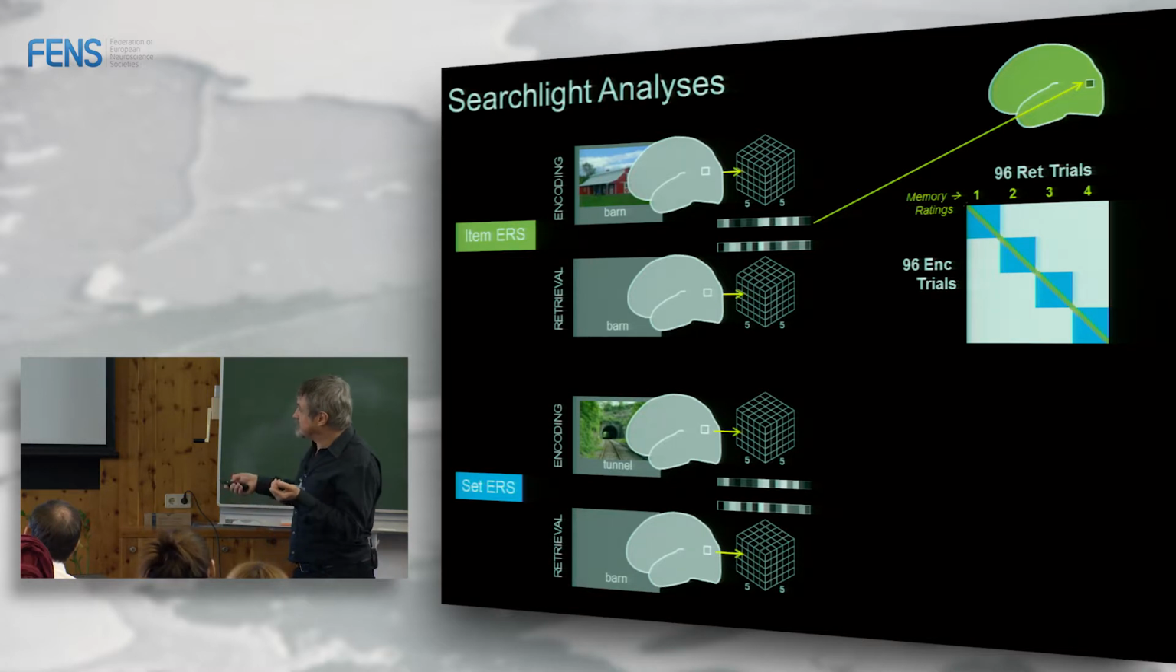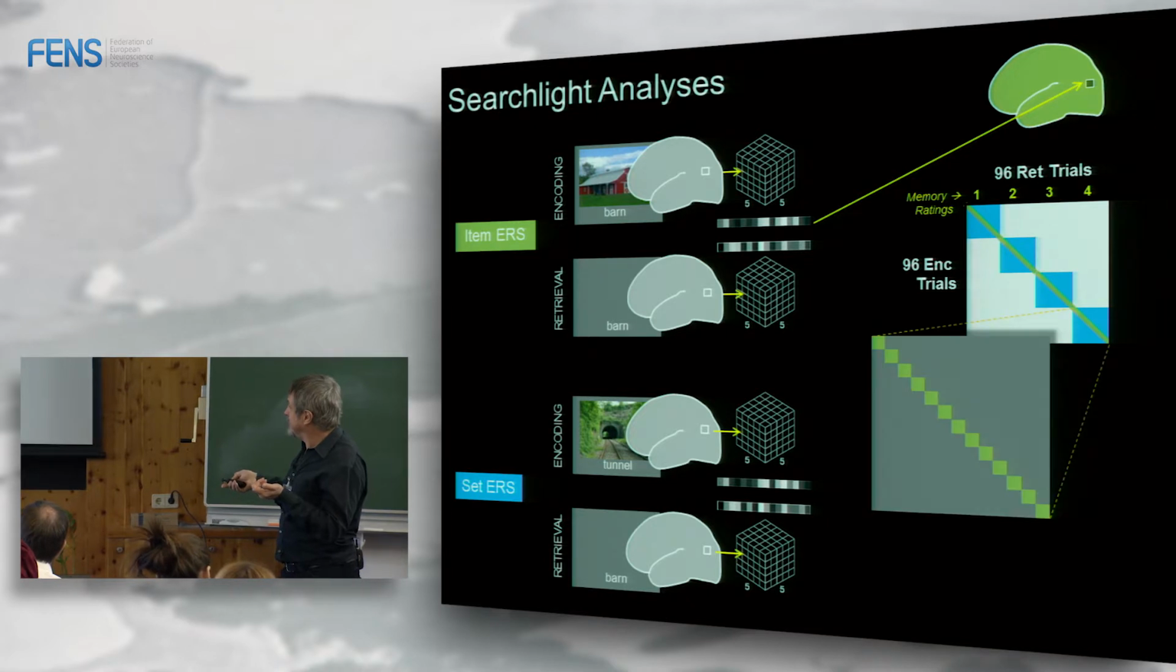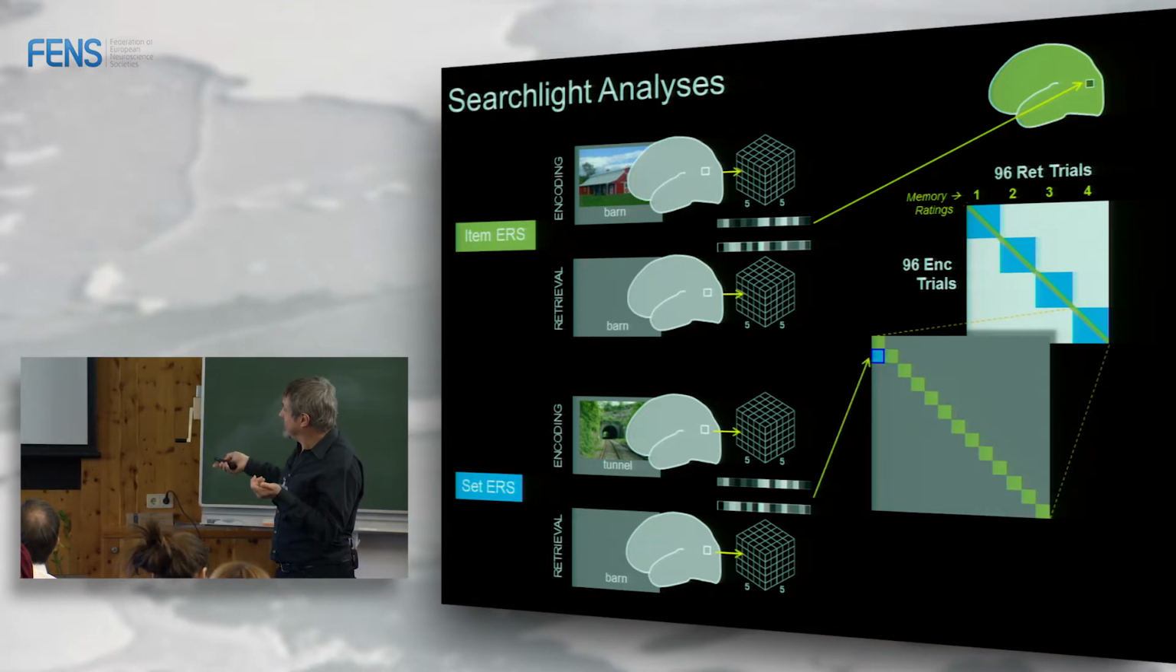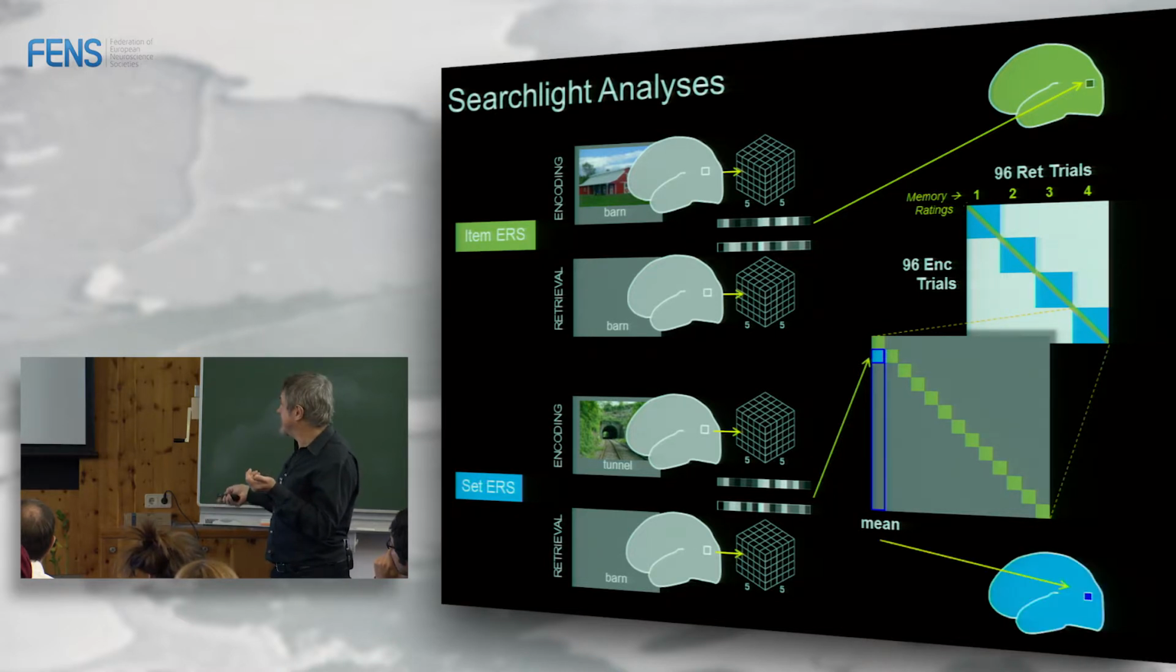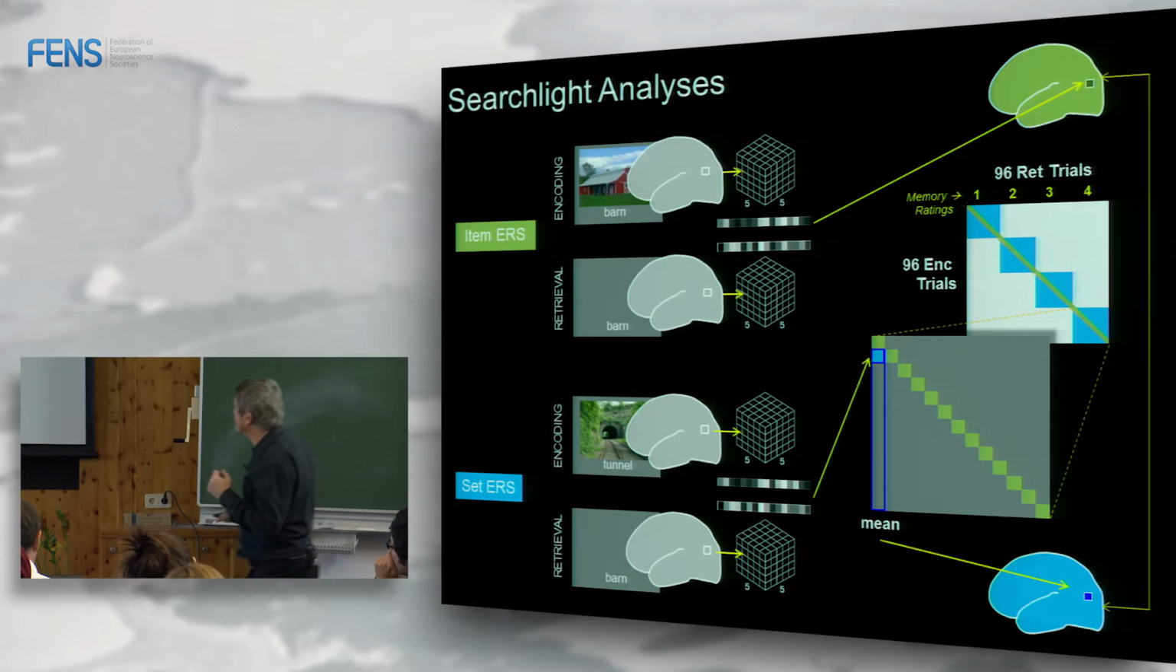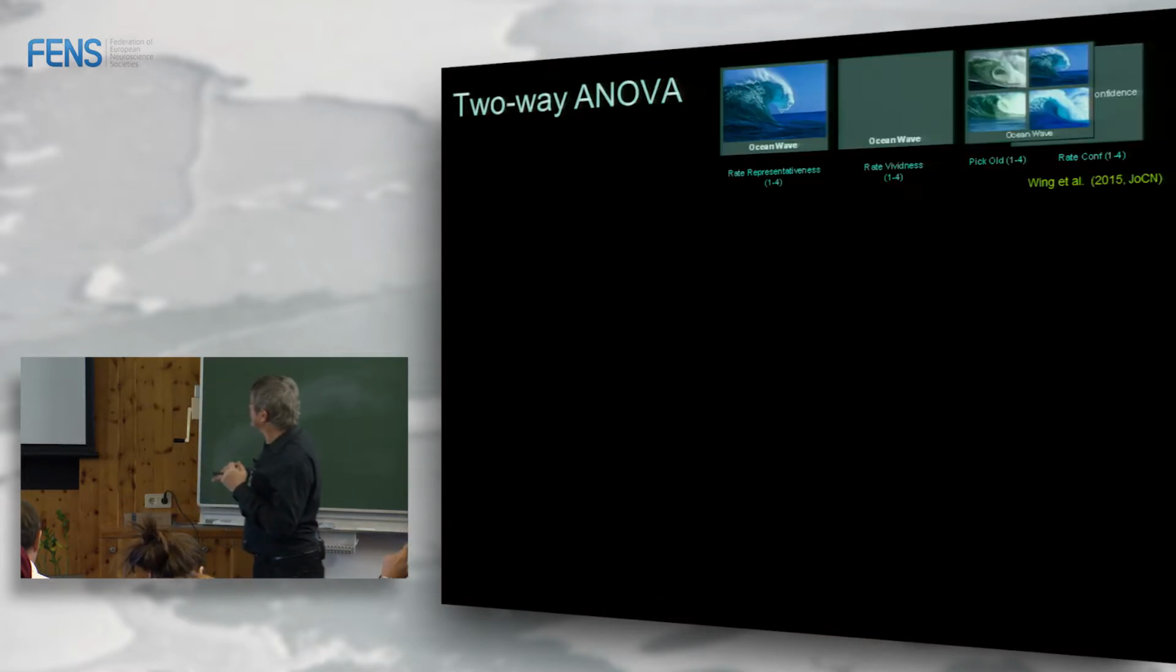Then we do the same for set ERS. In this case, we compare across different pictures, and end up filling the whole diagonal for this set. So let's say this is tunnel, and this will be the whole diagonal with tunnel: tunnel with barn, tunnel with ocean wave, and so on. So across the whole diagonal, and that gives us the rest of the square. Is the method clear? Basically, we compare the diagonal of the correlation matrix to the whole matrix.